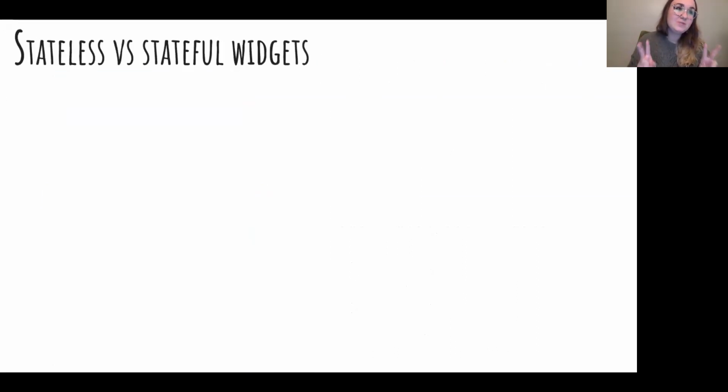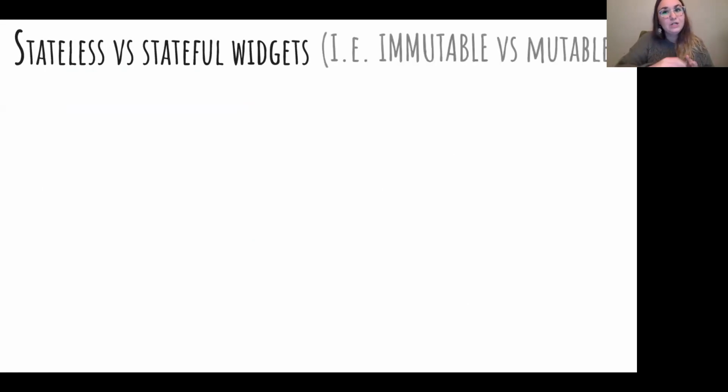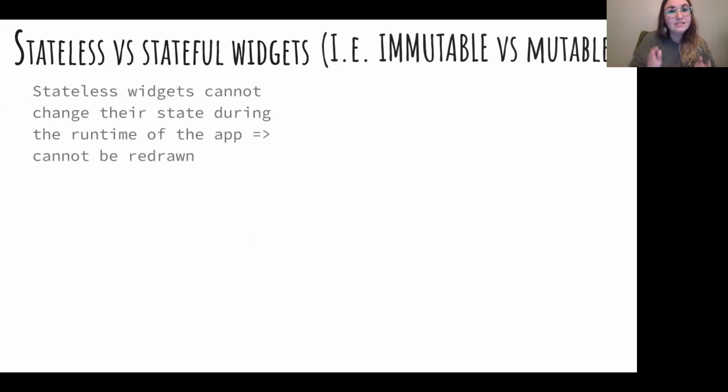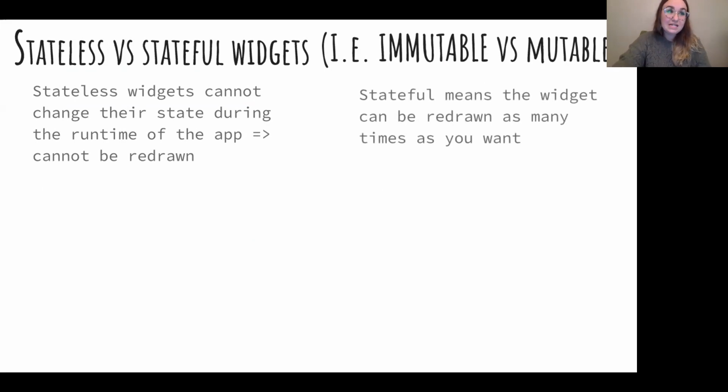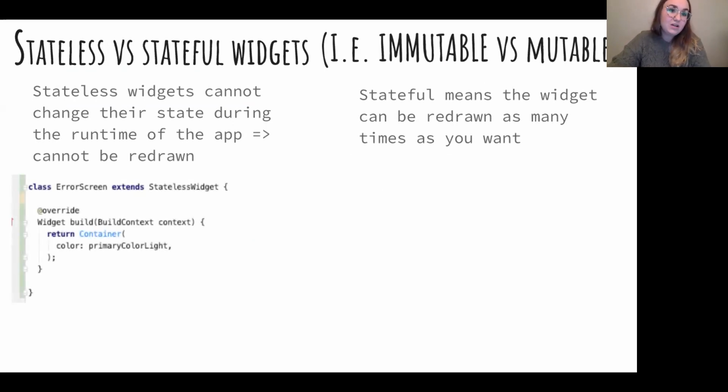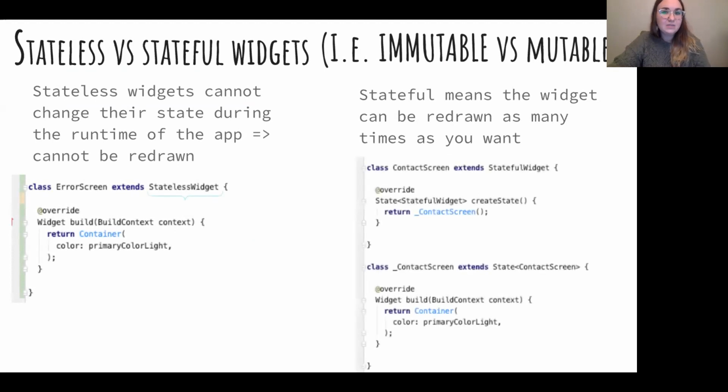So there are two types of widgets we have to know about, beyond just the types of widgets and how we build that. And that's for your actual class: stateful and stateless widgets, which really is just if your widget is immutable or mutable. Stateless widgets don't have state and therefore they cannot change. They can only be drawn once. Whereas stateful widgets means your widget does have state and that state can be changed and that means you can redraw it over time. So if we look at something like an error screen, that extends the stateless widget, whereas my contact screen, which we'll actually be building out, extends the stateful widget.